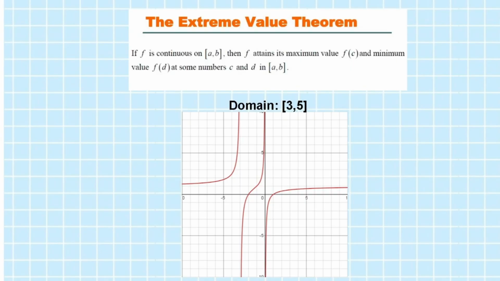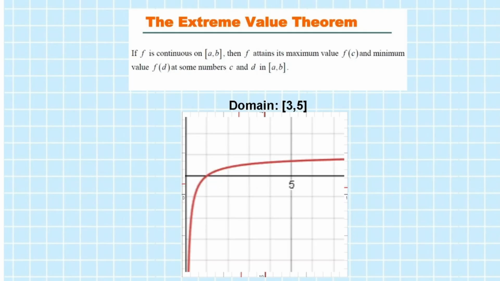Now, extreme value theorem states if f is continuous on the closed interval a comma b, then f attains its maximum value, f of c, and a minimum value, f of d, at some numbers c and d in a comma b. All this is saying is that if a function is continuous, we need to have a maximum and minimum value at some points within the domain.